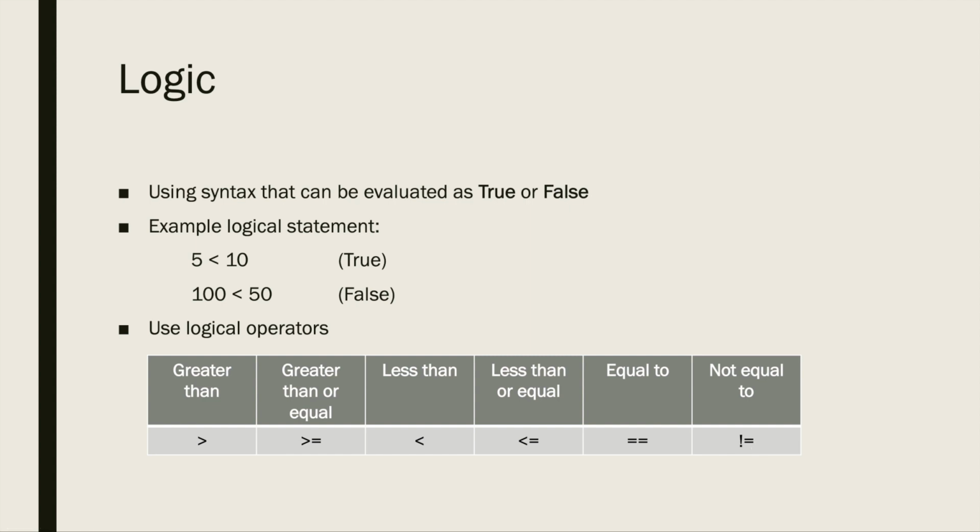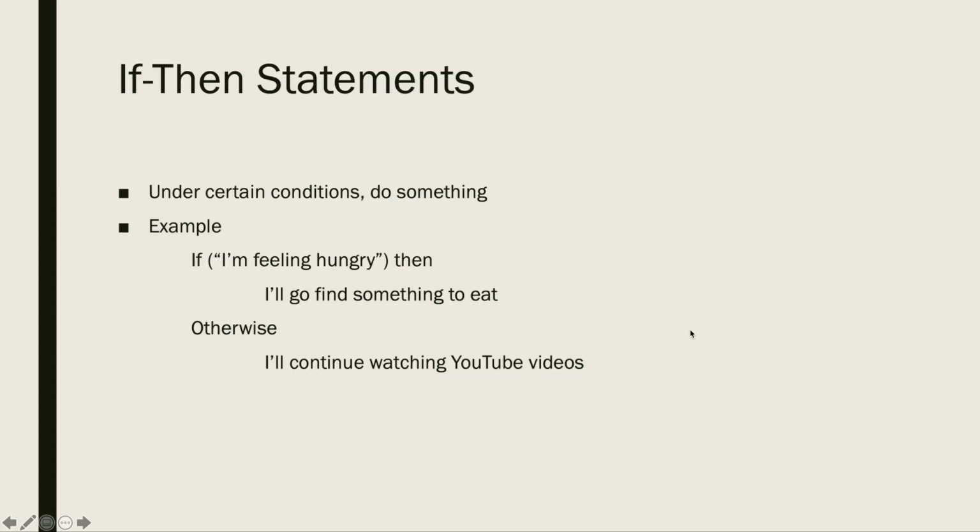And so what we're going to do is create logical statements so that we can have the computer say, if something is true, then do something. Otherwise, either do nothing or do something else. Okay? So it all goes back to this idea of logic. Specifically, if we want to think about a general if-then statement that we might use in life, it ultimately goes back to this idea that under certain conditions, do something. Otherwise, we'll maybe do something else. So here's an example. If I'm feeling hungry, then I'm going to go find something to eat. Otherwise, I'll continue watching YouTube videos. So that's kind of a fun example to explain this idea of if-then statements.